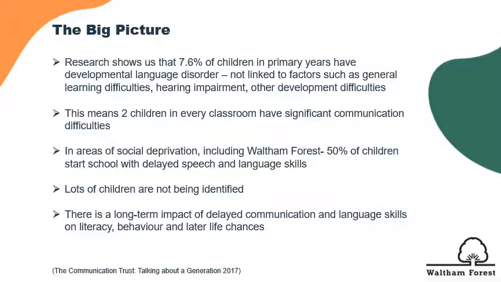And we also know that lots of children are not being identified. And so obviously we know that early identification is really important because it means that we can then put supports and intervention in place, which is much more effective the earlier that we can do that. And we also know that there's a long-term impact of having delays in communication and language skills. This impacts on children's literacy development and also on their behaviour, their emotional development, and also it affects children's later life chances as well.